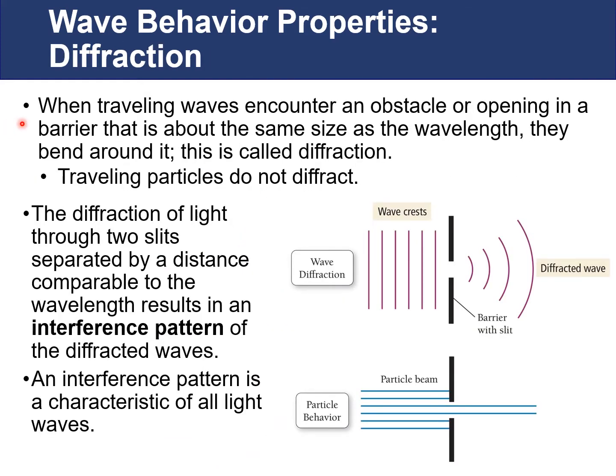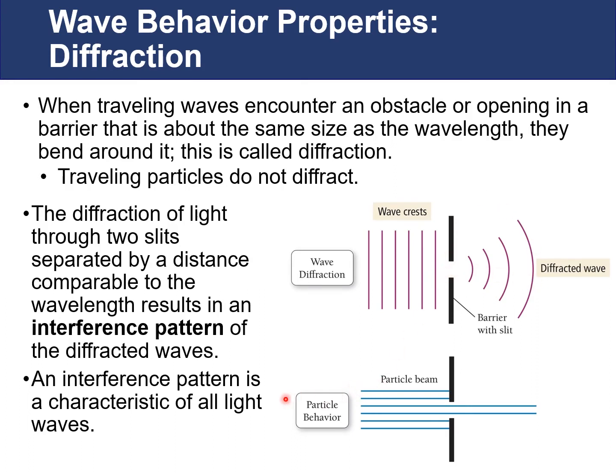When these traveling waves encounter an obstacle or opening in a barrier that is roughly the same size as the wavelength, they bend around it, and this process is called diffraction. If we had particles, such as down here, particles themselves would not diffract. So one of the key features of any wave is as it's going through something that has a narrow slit, where the width of the slit is approximately on the order of the wavelength, the distance between the two crests of the wave, the wave will diffract. It will spread out in a semicircular fashion from the slit.